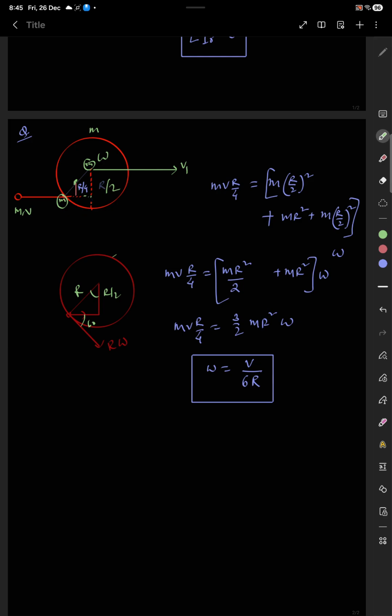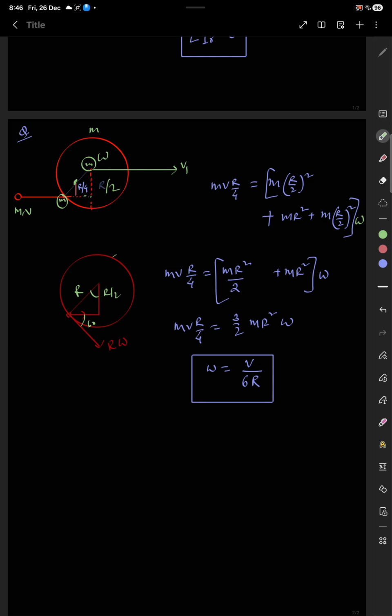Now, this is not hinged at any point. As this is not hinged at any point, you will be applying angular momentum conservation about the center of mass. This one is hitting at this point. So about the center of mass, the height is r by 4. So mv into r by 4 should be equal to I omega.